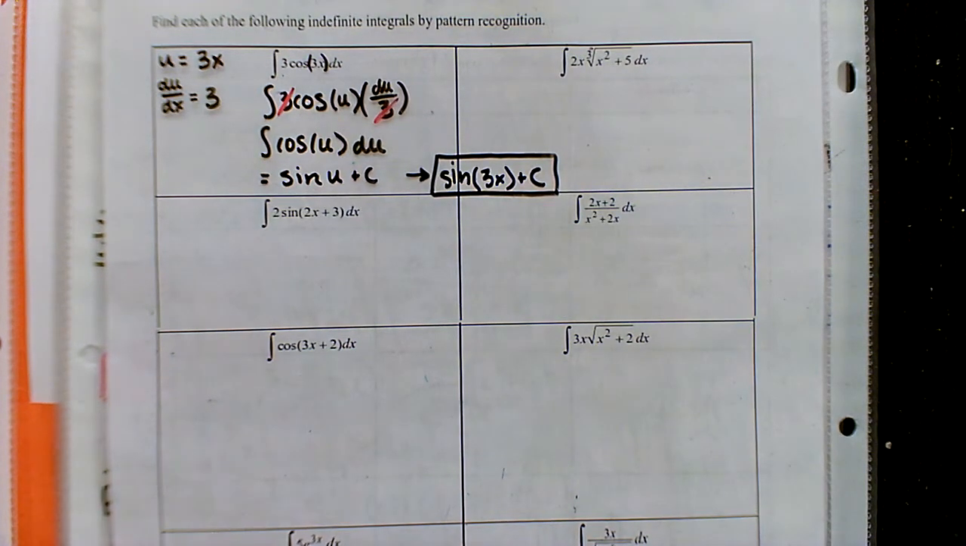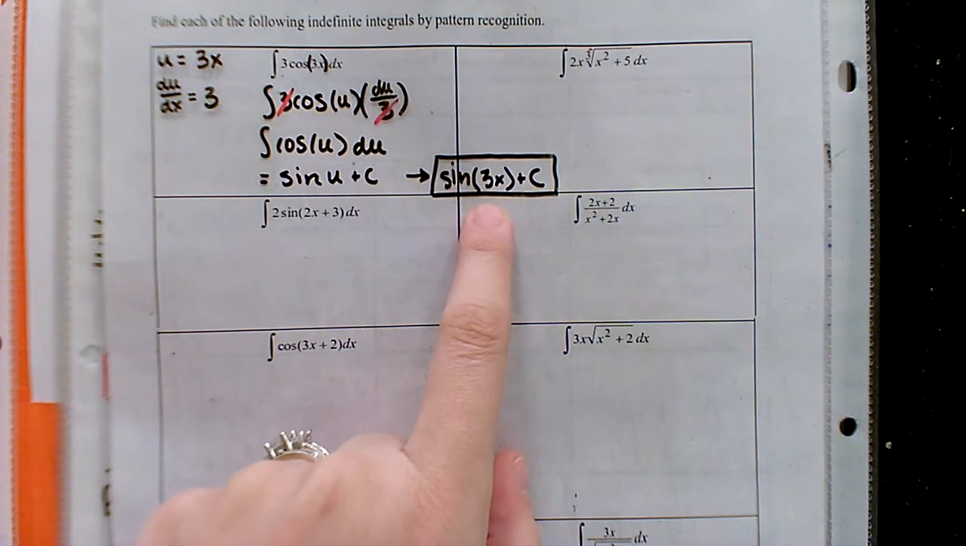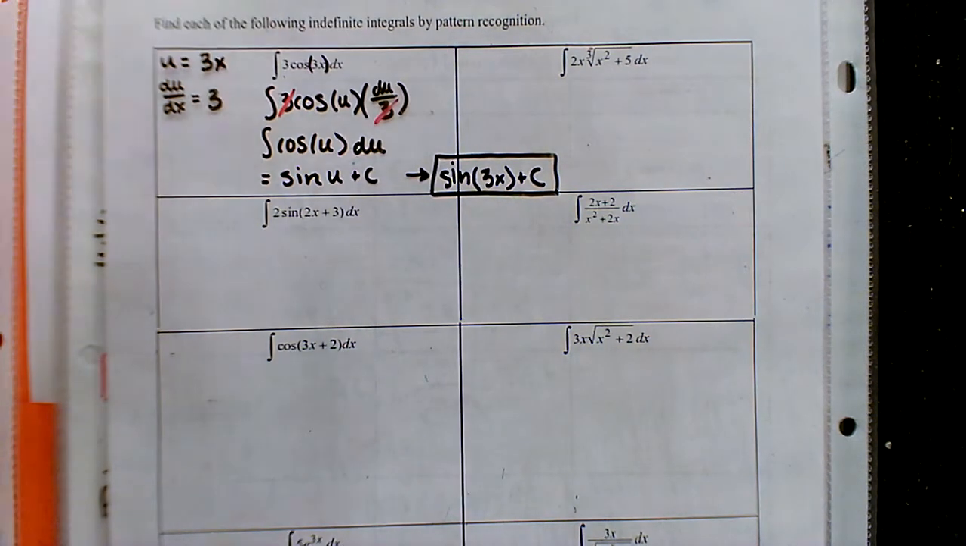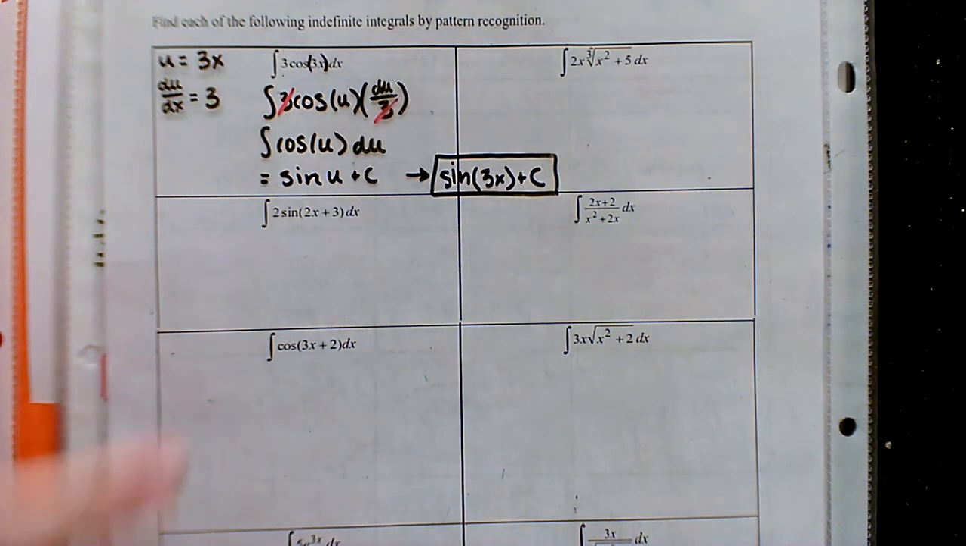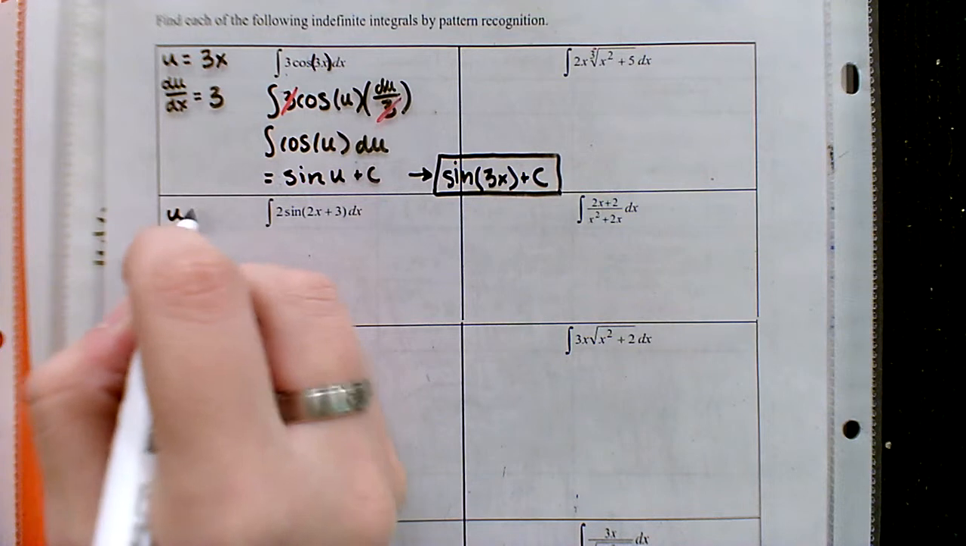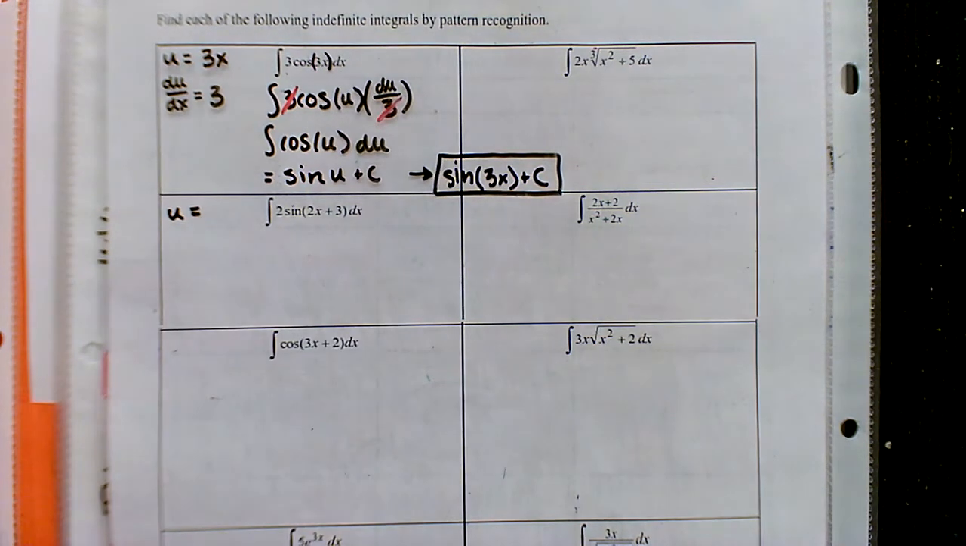If you wanted to check your work, you would have to use the chain rule on this answer, and hopefully you get 3 cosine of 3x. Okay, you can always check your work. That's what's nice about these. Let's try the one below it. Okay, another trig one. Is there something we can identify as the inside part?